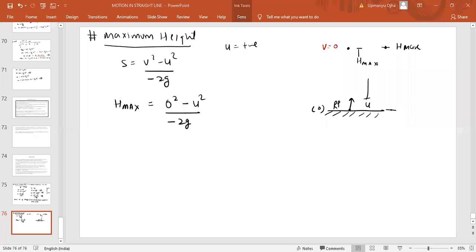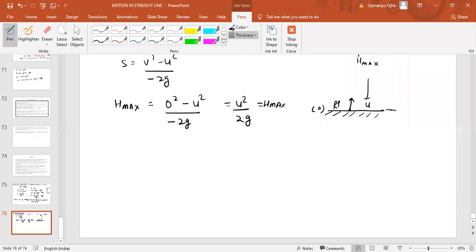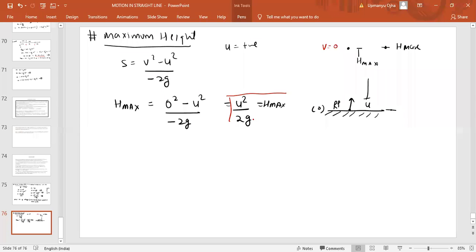Okay. So what is the value of maximum height which we are getting? That would be equal to u square by 2g. That is the value of maximum height when you throw the object from ground. I hope you understand this maximum height. The value of maximum height will be equal to u square by 2g. Okay. Fine.